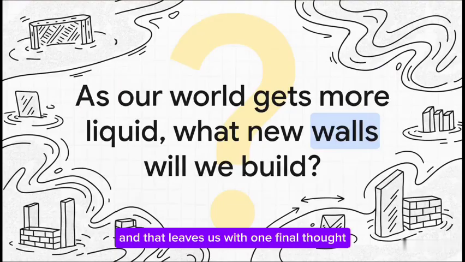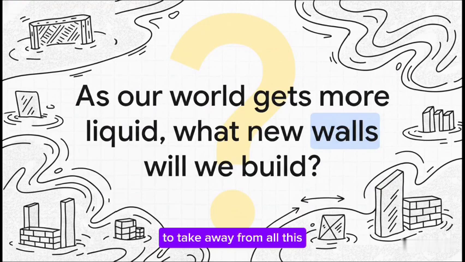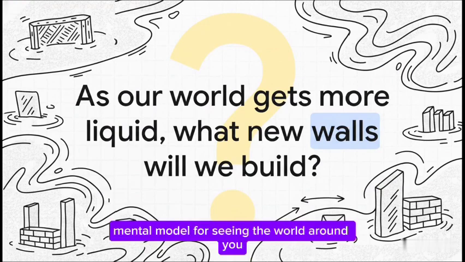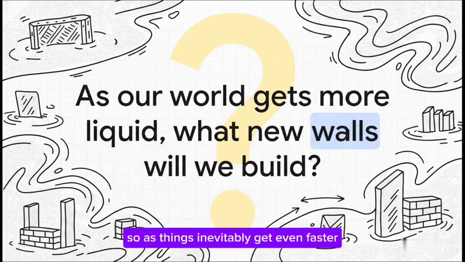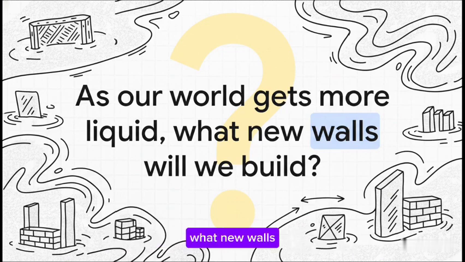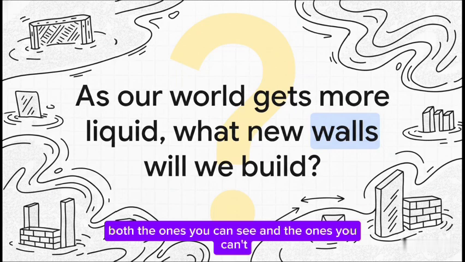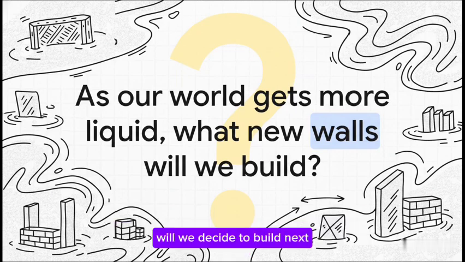And that leaves us with one final thought to take away from all this. You now have a really powerful mental model for seeing the world around you. So as things inevitably get even faster and lighter and more liquid, the question becomes, what new structures, what new walls, both the ones you can see and the ones you can't, will we decide to build next?